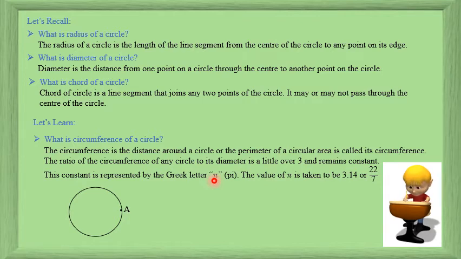The value of pi is always to be taken as 3.14 or 22 upon 7. If the question says you take one of the two, you take what the question says. But if not, you may take either of the two.